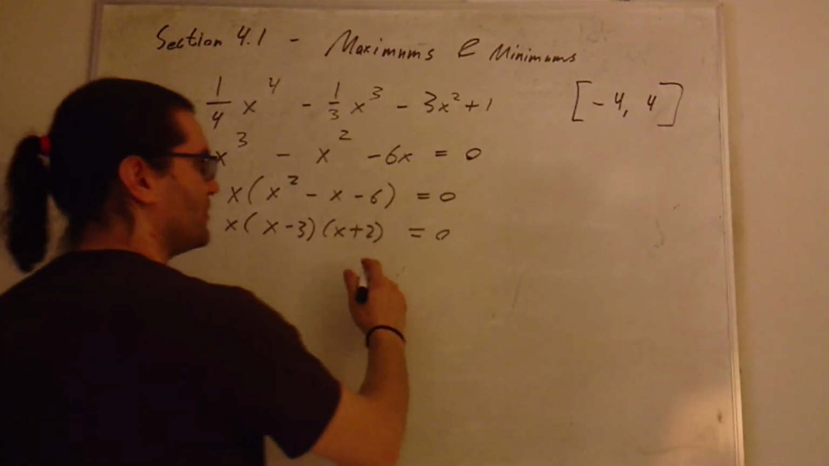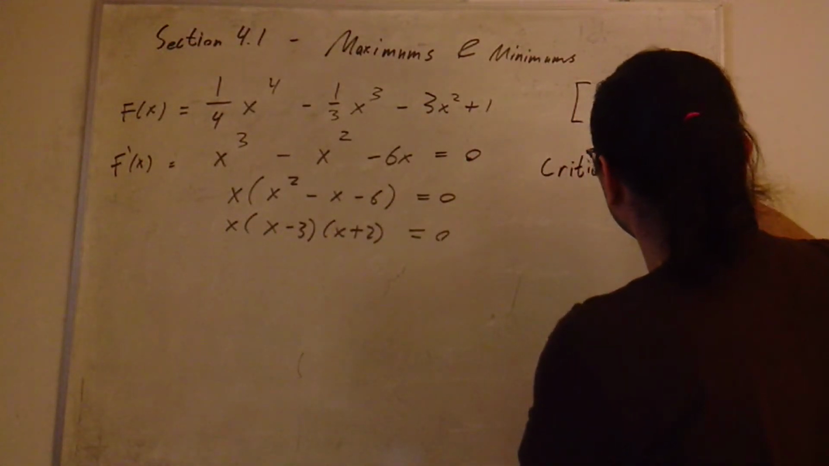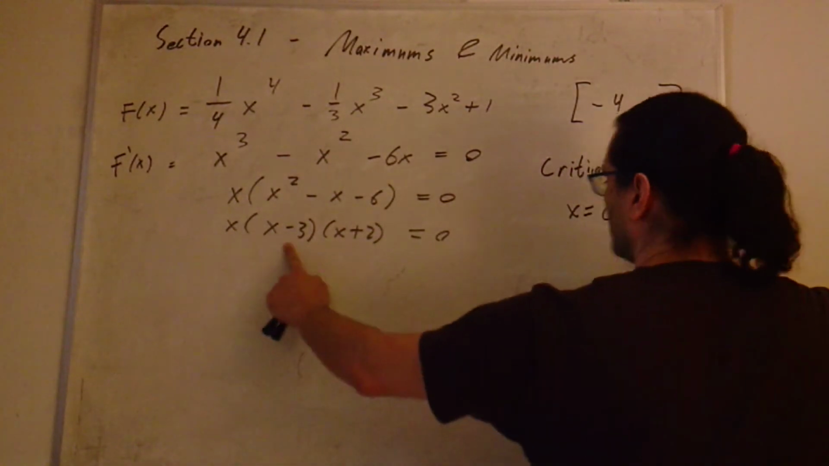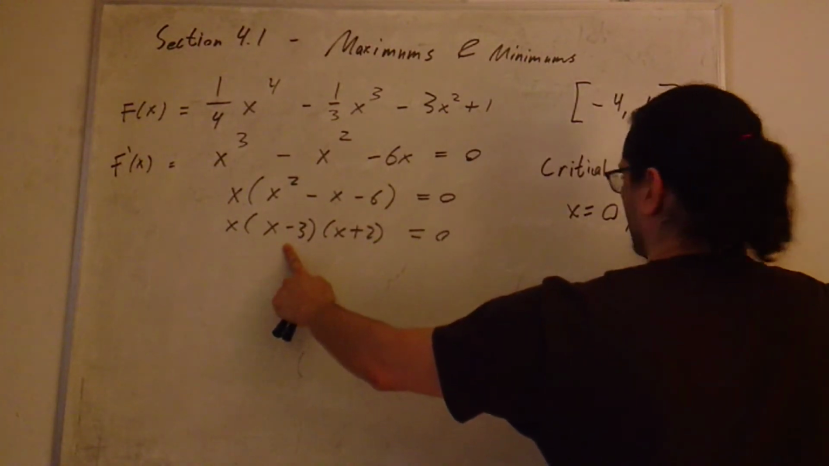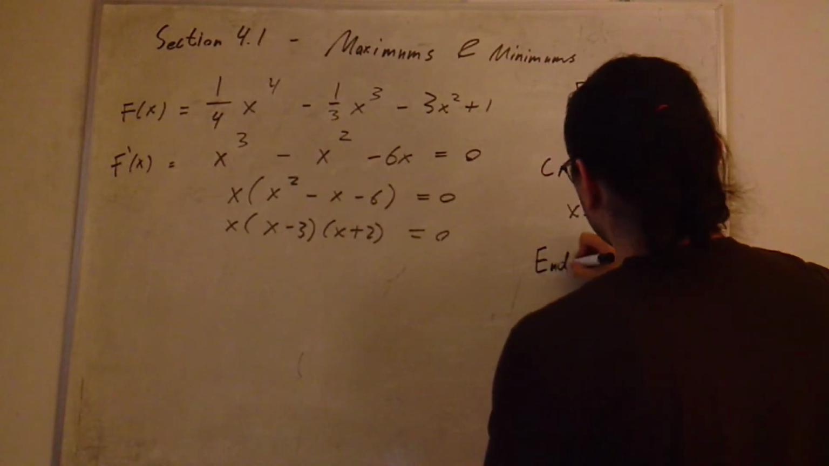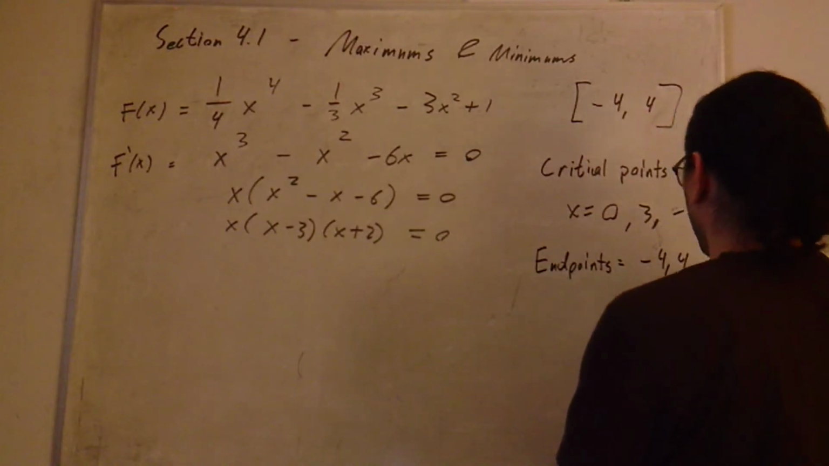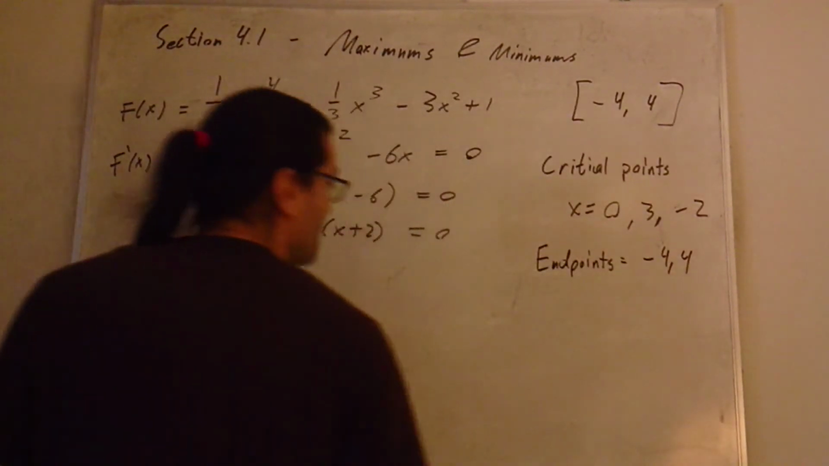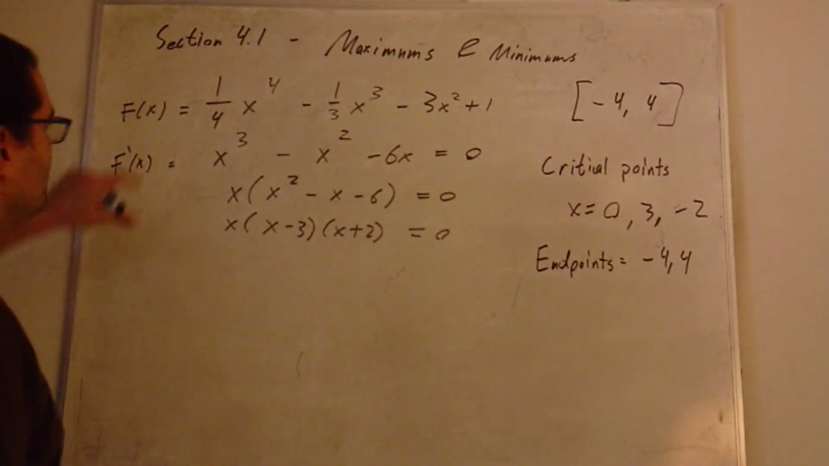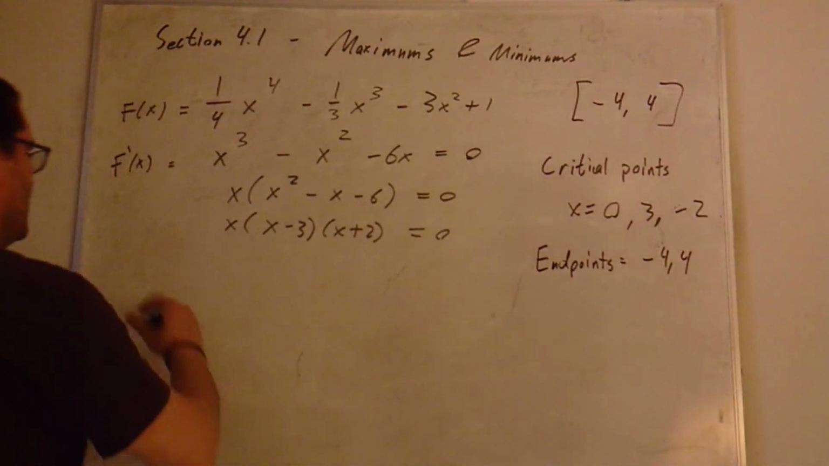So my critical points I get from this are x equals 0, positive 3, and negative 2. And the endpoints should be negative 4 and 4. So there are 5 points that I need to check. And to check them, I need to plug them all into this function. And for that, I should probably get a calculator.